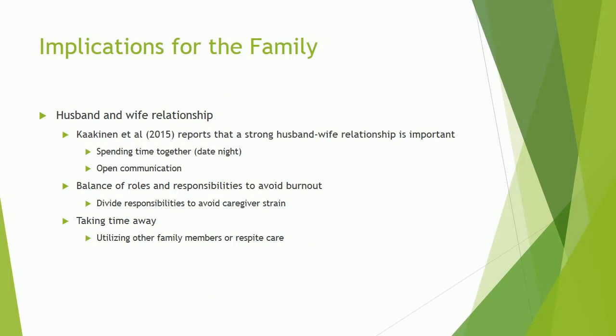The husband and wife relationship also needs to be an area of focus because children need a stable family. Kokinen et al. reports that a strong husband-wife relationship is important. Ways of promoting a strong husband-wife relationship are spending time together, for example, a date night. Open communication between the couple. Balancing roles and responsibilities by dividing responsibilities to avoid caregiver strain. Taking time away. Parents can utilize other family members or respite care services so they can focus attention on caring for themselves.